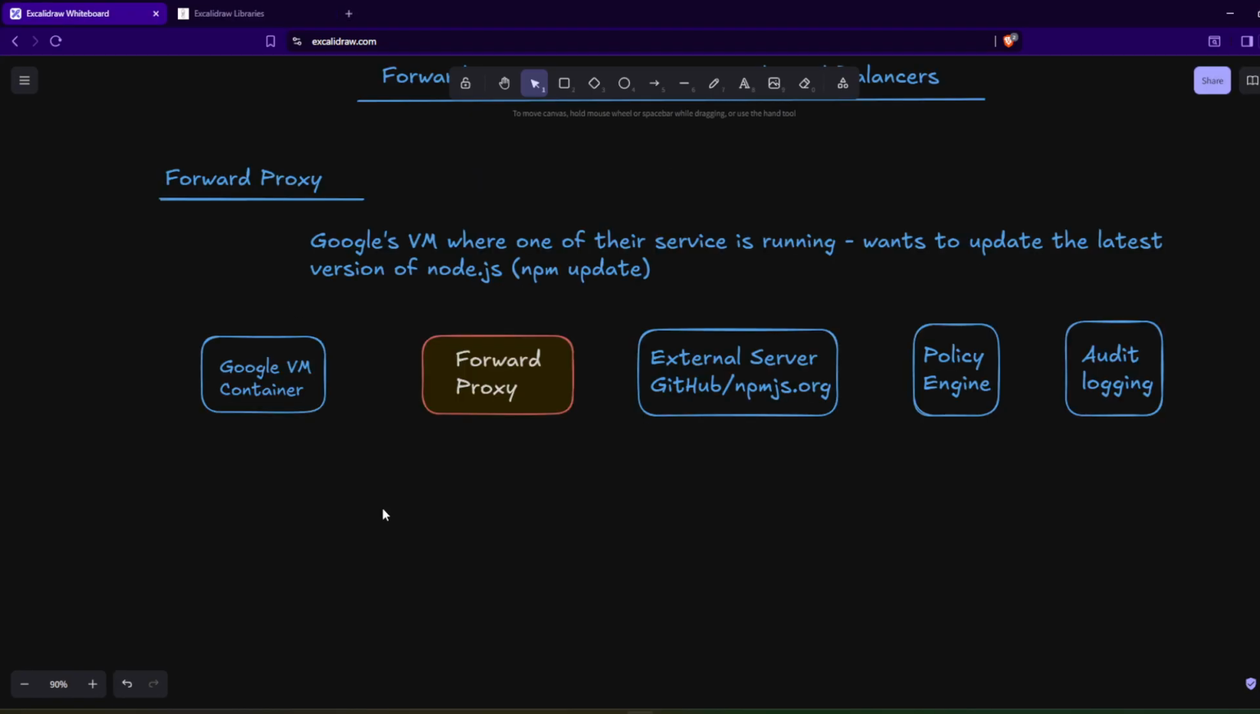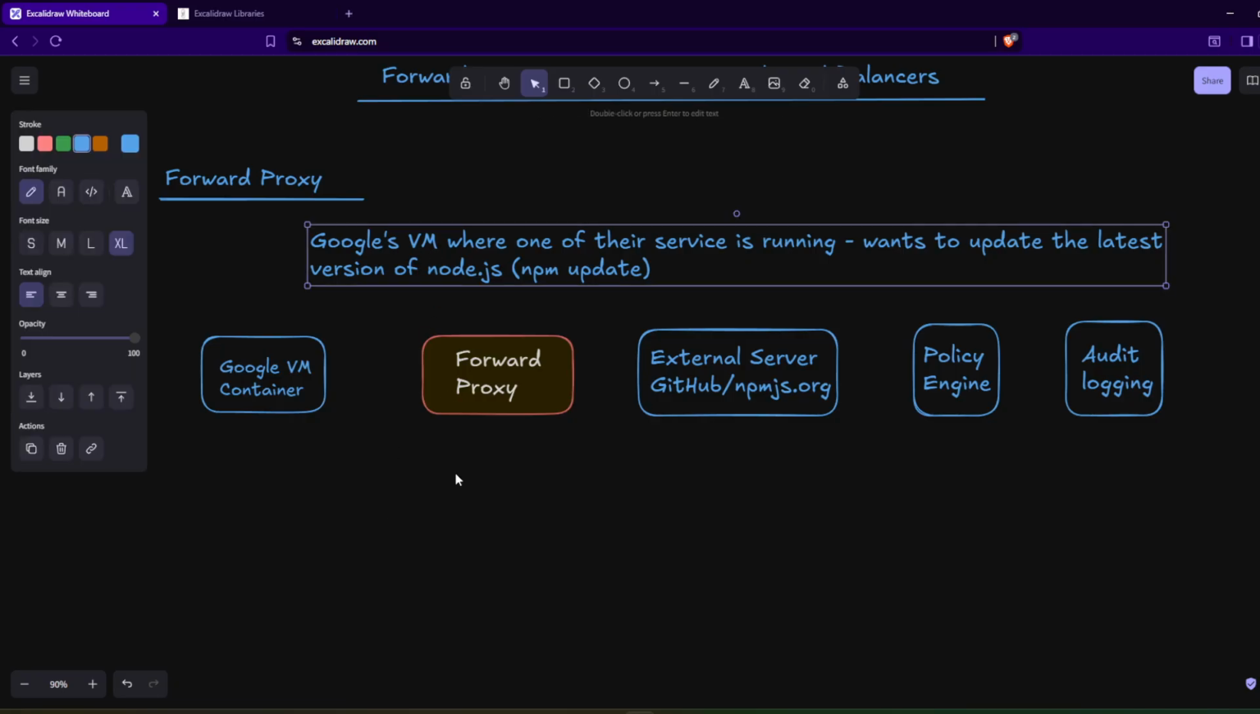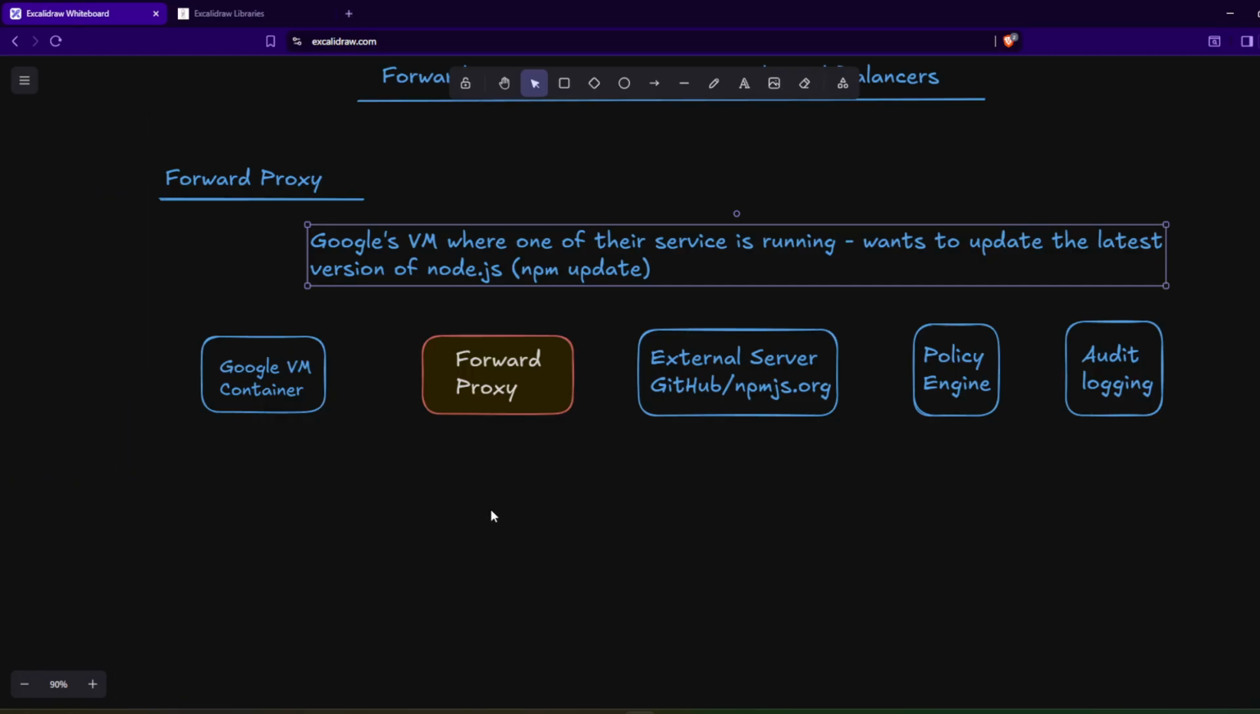Let's take this example of Google VM, any of Google's virtual machines. Suppose one of their services like Google Drive or Gmail is running in one of the instances. Probably they are running across many horizontally scaled instances, but just for the time being consider that there is a single machine. That machine is a Google VM or a container, and then we have a forward proxy element in between. We will come to understand what exactly that forward proxy does once we complete this example.